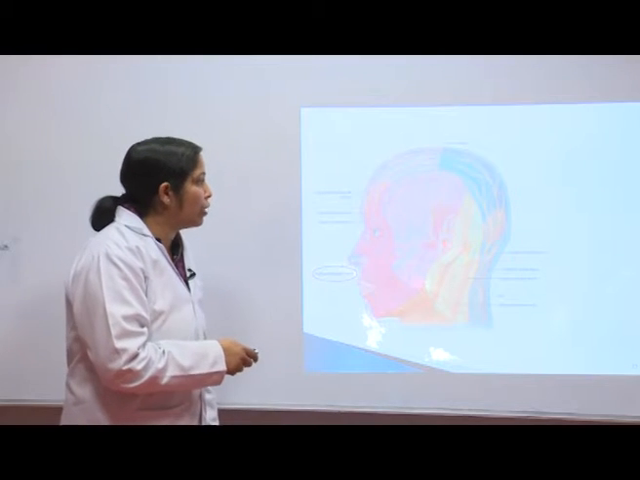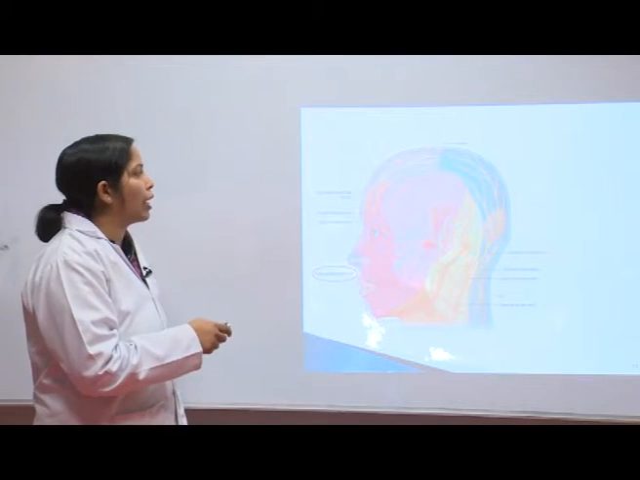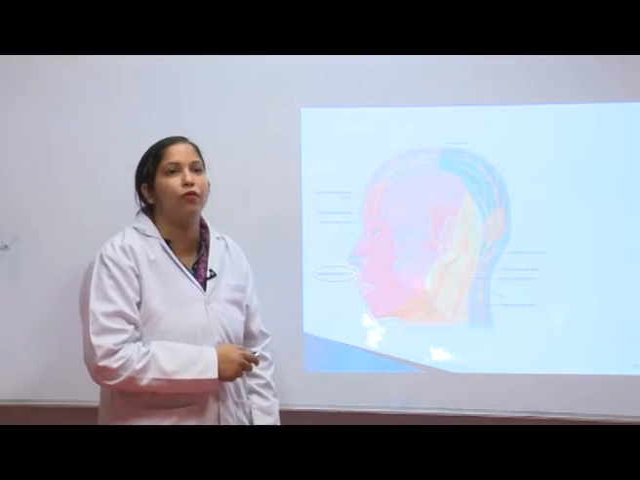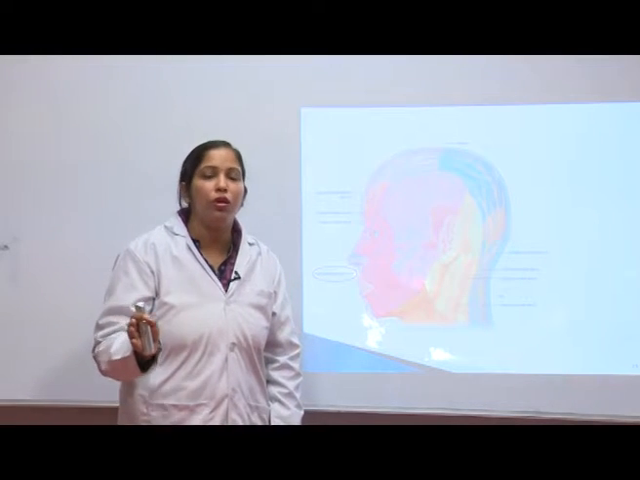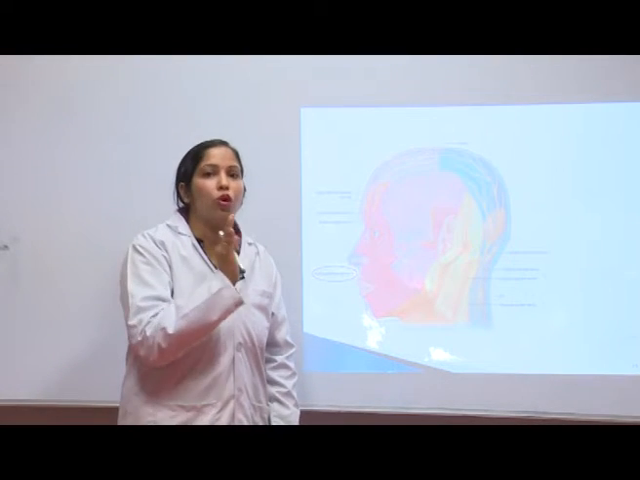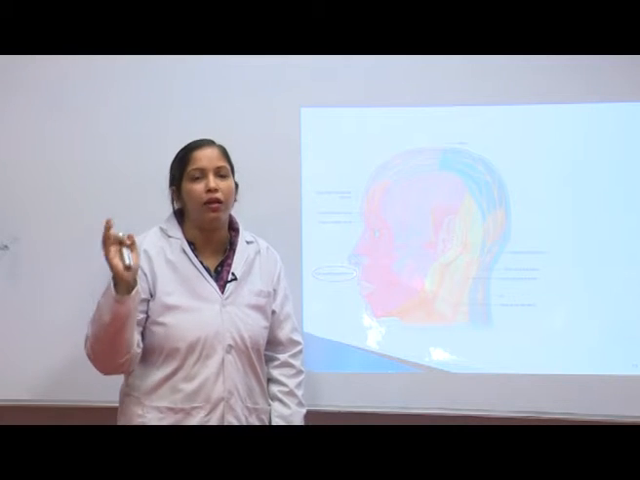So basically in front of the auricle, the scalp gets sensory supply from the trigeminal nerve through its 3 divisions, that is ophthalmic, maxillary and mandibular.